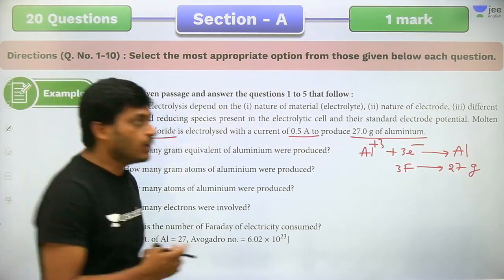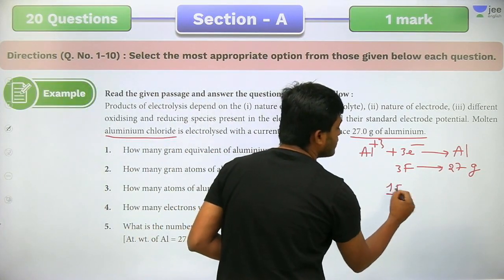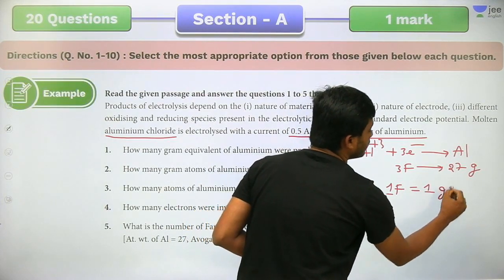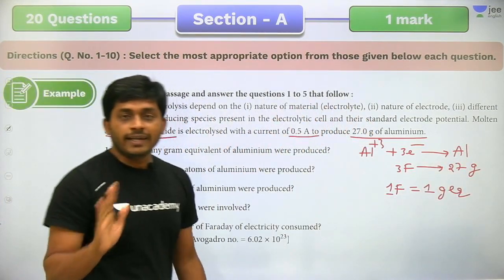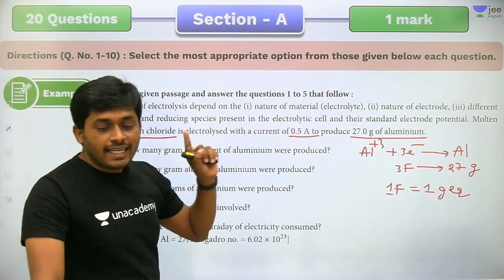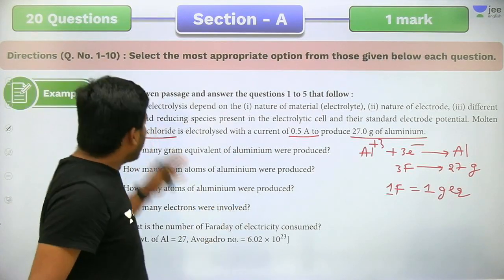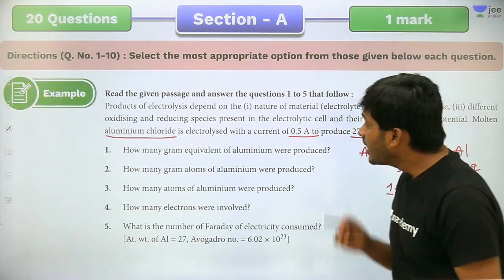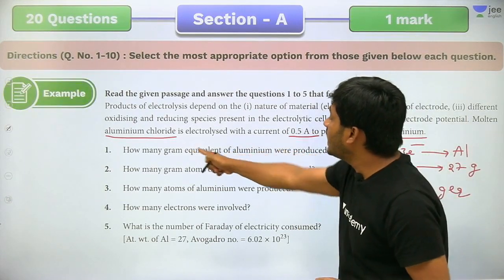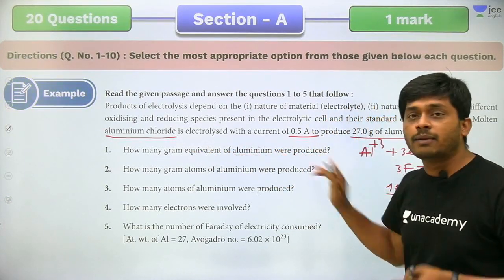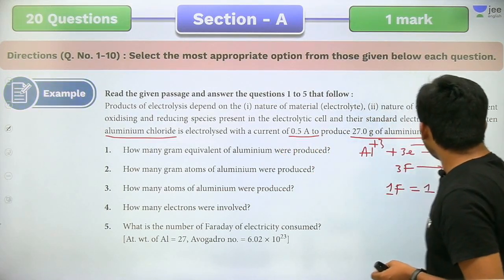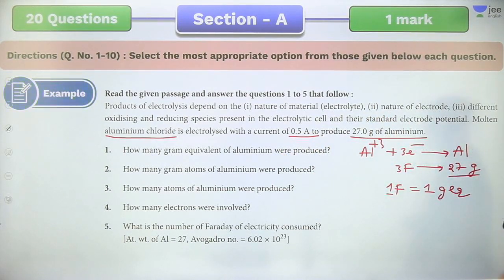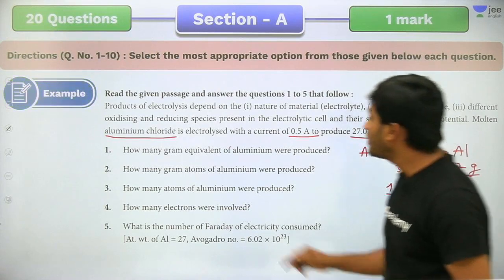1 Faraday, what we know? 1 Faraday is 1 gram equivalent. By one equation now we can answer all these 5 questions. Just very fast now. 1. How many gram equivalents of aluminum is produced? 27 grams. 3 Faradays, 3 gram equivalents.